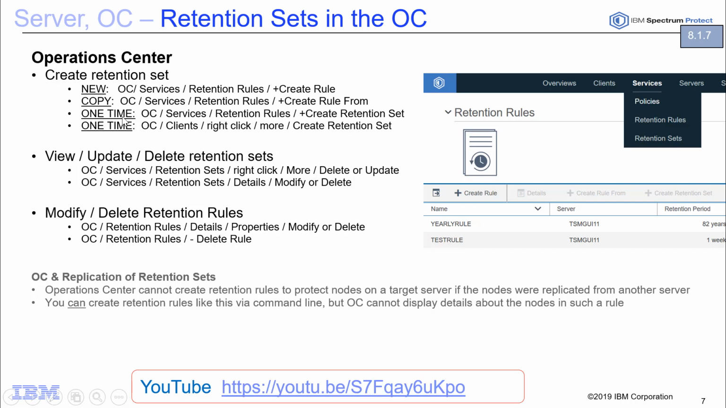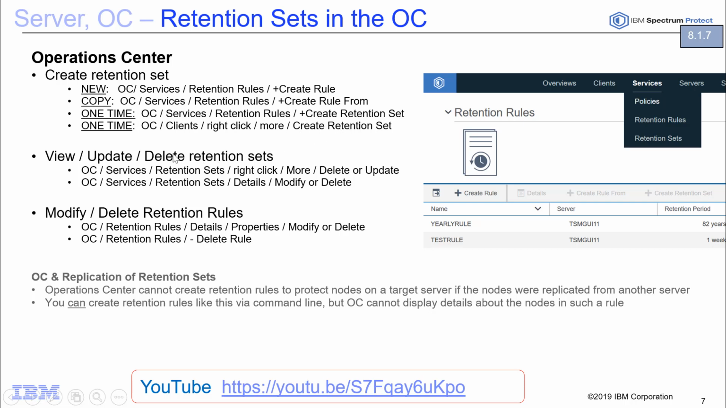You can also do a creation of a one-time retention set if you don't want to have it scheduled to repeat. And that can either be by going into Retention Rules and clicking on plus Create Retention Set, which would be for an existing rule, or going into the nodes, the client screen, and clicking on the right button and then More, and then Create Retention Set from there. And that would be a one-time retention set.